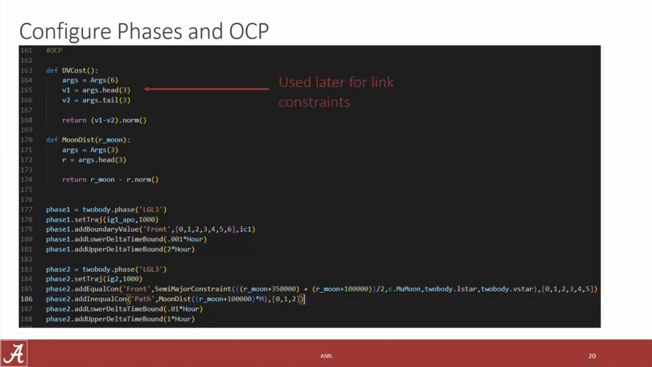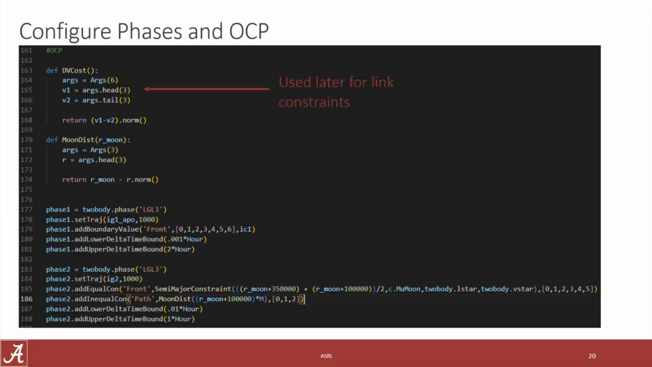So phase 1 is obviously pretty simple. You know, we instantiate it with the phase. I used here, again, the syntax of dot set traj. That's where you apply the initial guess and the number of segments. You can also just do that all when you do the phase instantiation of LGL3, comma, IG1 apo, comma, the 1000. This is just equivalent syntax.